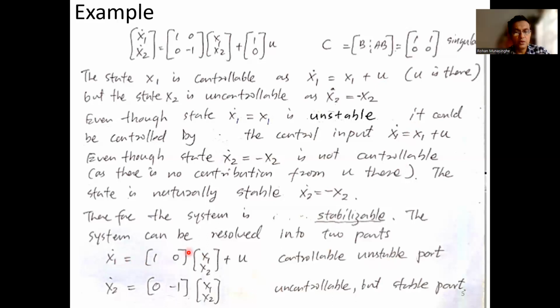So if you want to write down the two state equations, x1 dot and x2 dot, it will look like this. So this is the first part, the controllable part, controllable but unstable part. And this one is the uncontrollable but stable part, okay? Right.